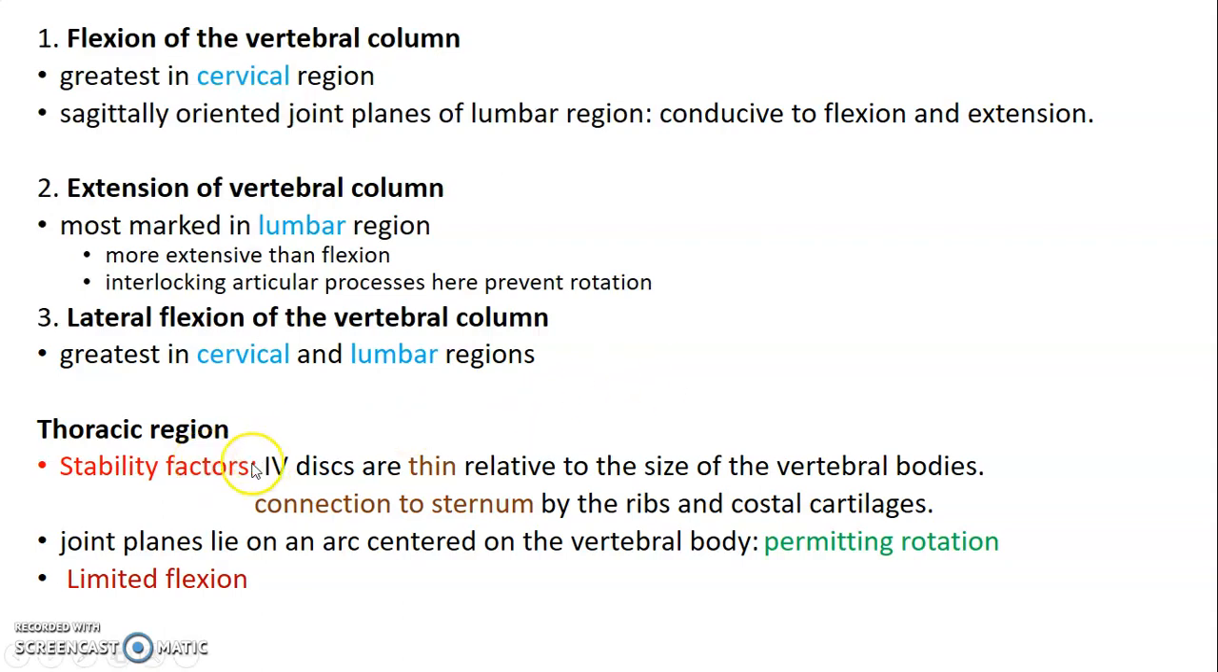So the stability factors in the thoracic region: number one, the IV discs are thin relative to the vertebral bodies. Number two, there's a connection to the sternum and the ribs. Number three, the joint planes actually lie on an arc centered on the vertebral body, so they only permit rotation and they have limited flexion and extension.